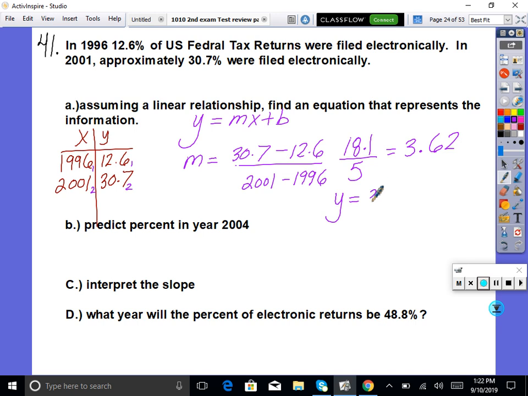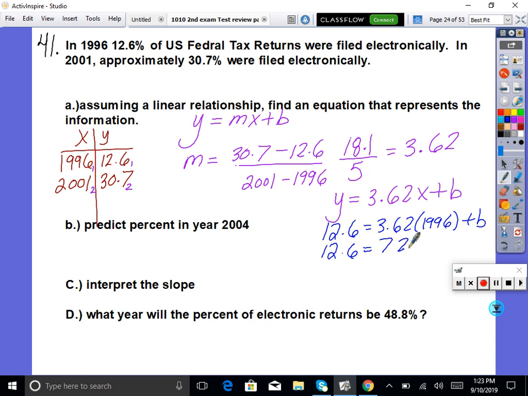So now we have this. Y equals 3.62x plus b. And then remember, how do we find plus b? Plug in any xy point. So I'll just plug in that first one. So that would be 12.6 equals 3.62x plus, oh, not x, right? X we're plugging in. So then times by 1996 plus b. And now we'll just go ahead and solve for b. So I'm going to go ahead and go 3.62 times 1996. Okay, 1 second. So right now I have this. I have 12.6 equals, I type that in, I get 7225.52 plus b.